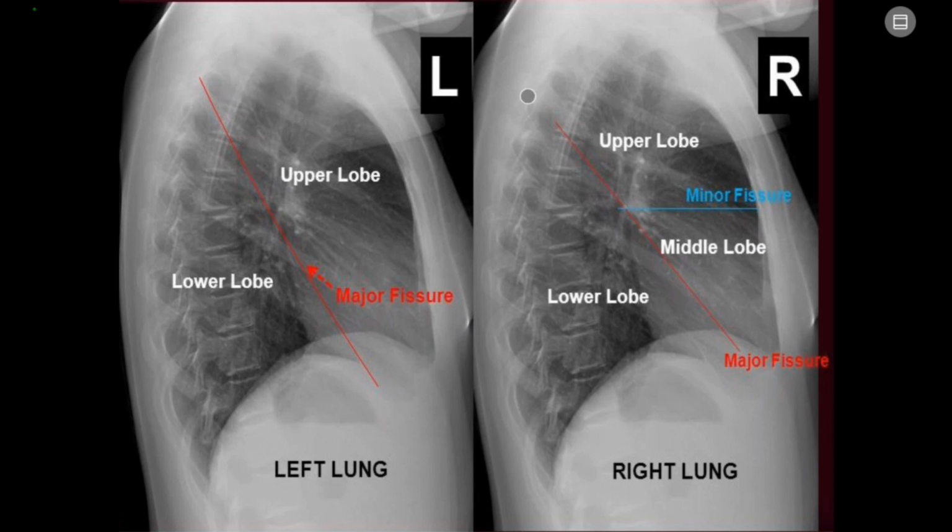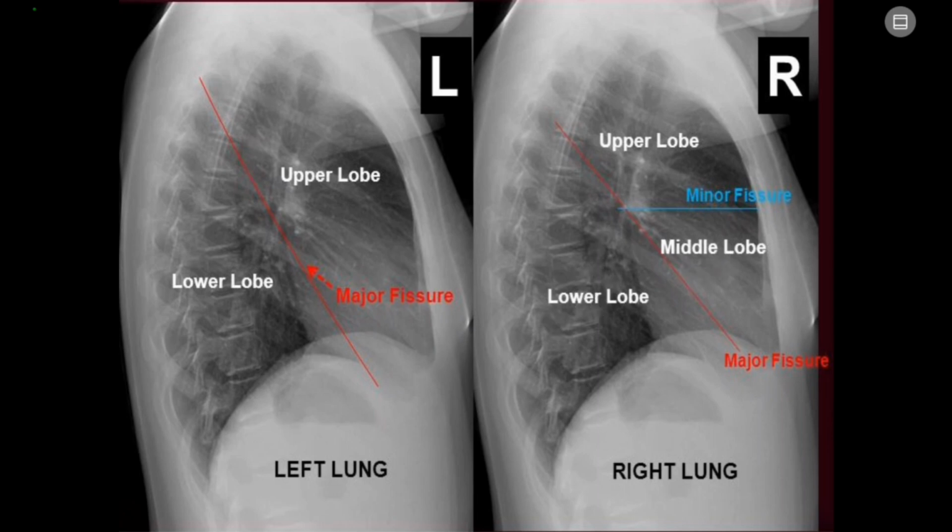And in the right lung, the major fissure is 3 or 4 centimeters before the costocardiac angle, and we take the minor fissure from it at the level of the hilum region. We will take the minor fissure and divide the right lung into upper lobe, middle lobe and lower lobe.